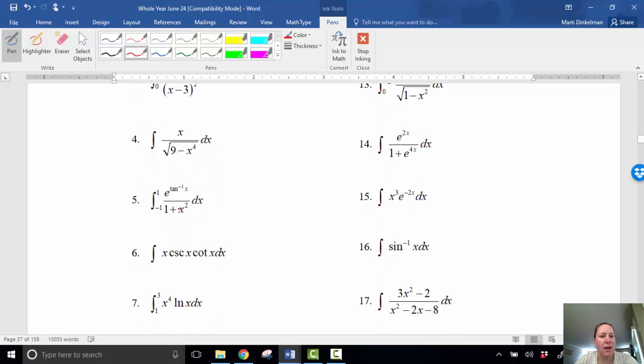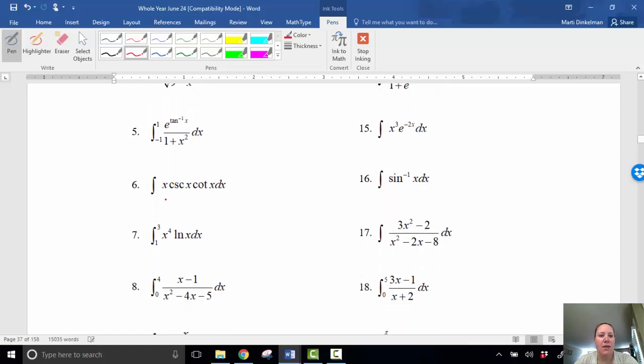Okay, number 5, just a quick reminder about what the derivative of tan inverse is. That's 1 over 1 plus x squared, so this looks like a U sub to me. And then let's see, 6 is a really good example of parts because we have a cosecant cotangent and an x also, and those are not very related. So that looks to me like it's going to be integration by parts.